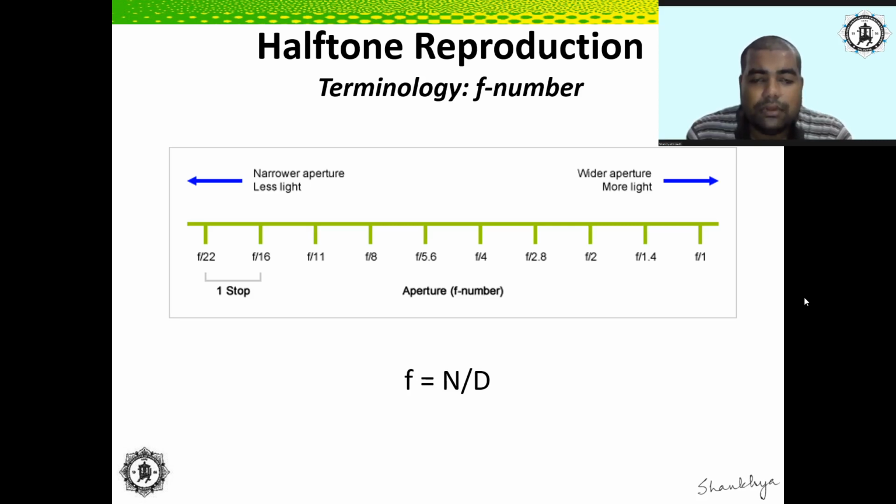Now, in this particular lecture, we will be starting our discussion. This lecture will be mainly focused on the three theories of halftone reproduction. But before we can talk in detail about the theories of halftone reproduction, I thought I would just give you some brief idea about some of the terminology that you should know before we can actually begin this conversation of different types of theories of halftone reproduction.